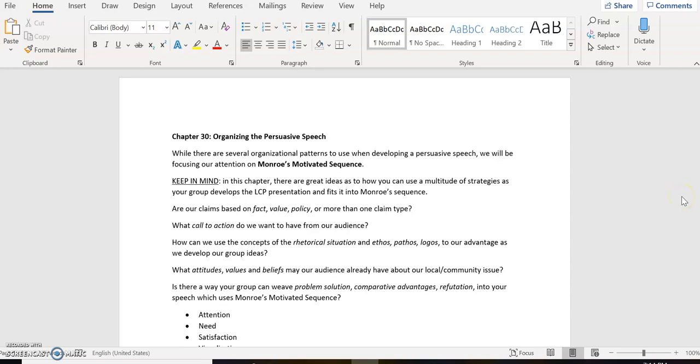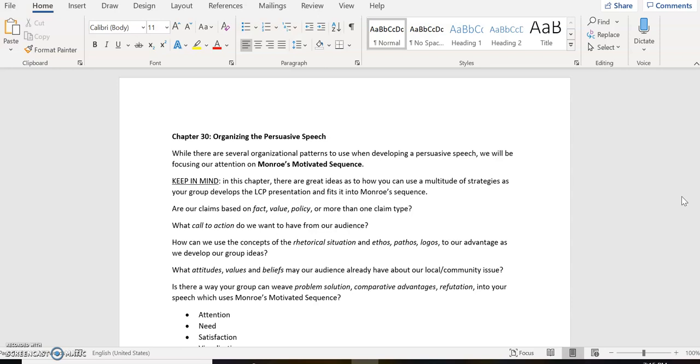Hi everyone. So this is a very important chapter, and I really hope that by the time you are watching this, you have already looked at the pages that I've mentioned multiple times, pages for Monroe's motivated sequence, which are, if you have forgotten, pages 535 until 537. So if you have not done that, go there right now and take a look at them.